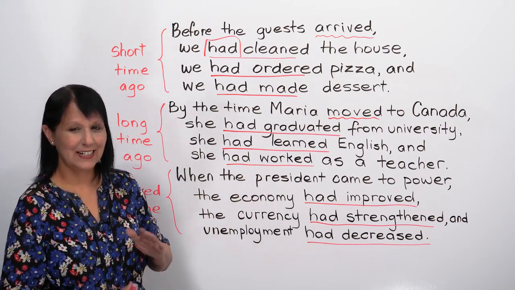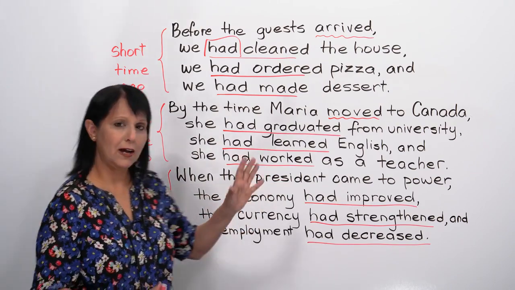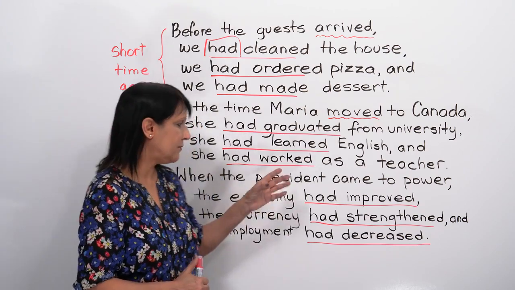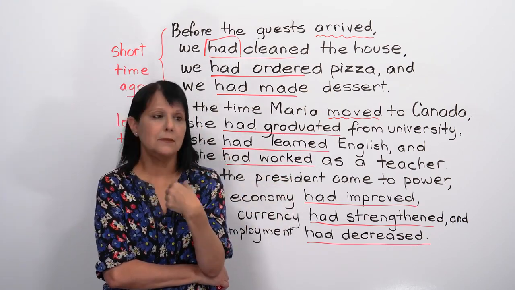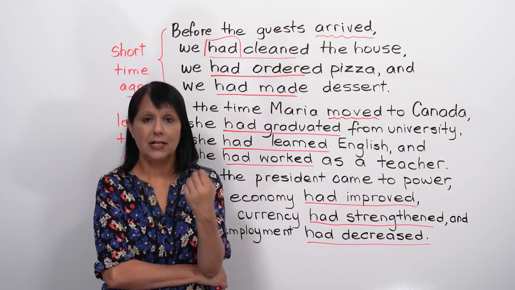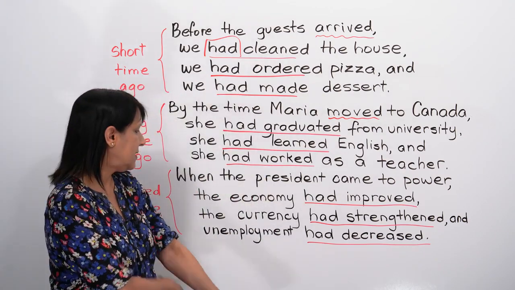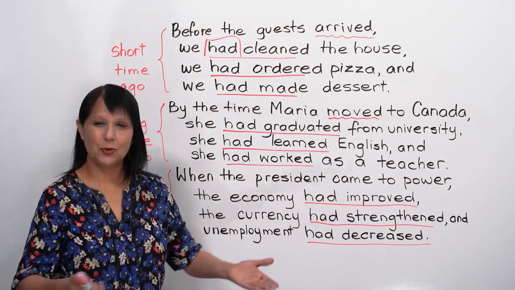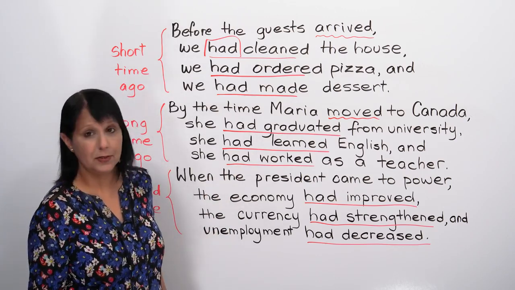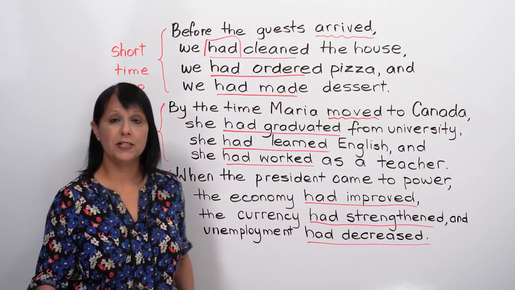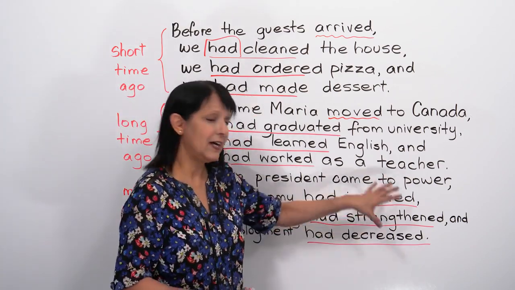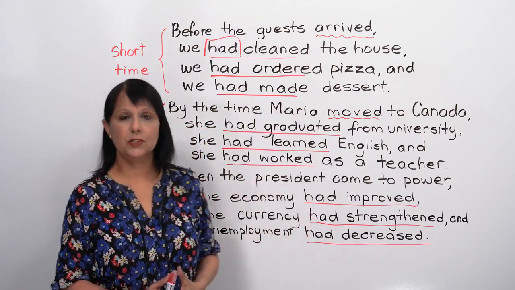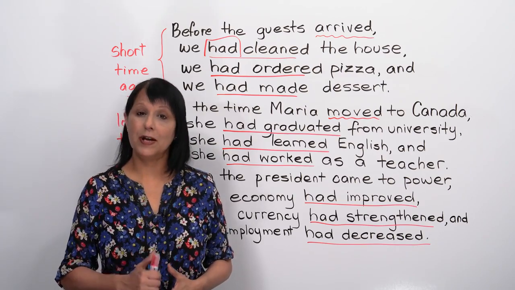Okay? Now, another point is that when you have this kind of sentence and you want to use past perfect, then you don't have to always have 2 parts of the sentence. Sometimes somebody might have asked you a question and you're just giving the answer. So if someone says, for example, what was the situation when the president came to power? So then you could just say, well, the economy had improved, the currency had strengthened, and unemployment had decreased. But you're saying that in the context of the question that was asked earlier. So these are the main ways in which we use the past perfect and when we use it.